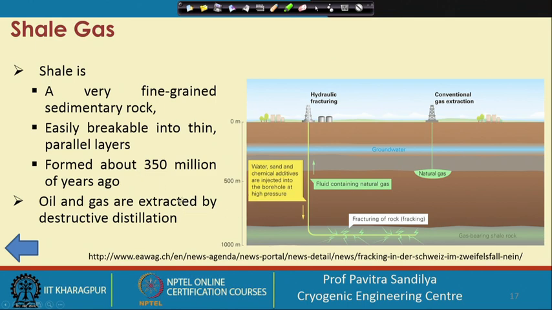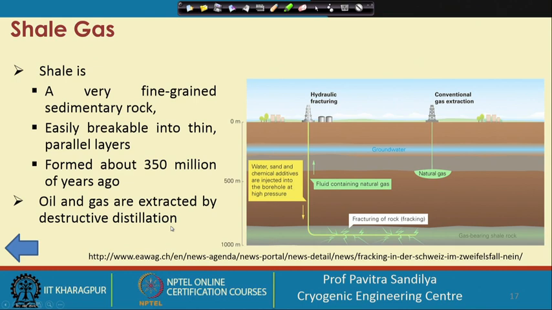And here we see that the shale is taken for destructive distillation to get the oil and gas. What we mean by destructive distillation is that destructive means we are destroying the particular shale, and this destruction is brought about by applying high pressure and high temperature. And here we find that water, sand and other additives are injected at high pressure into the bore holes to cause fracture, or what we call the fracking of the shale.